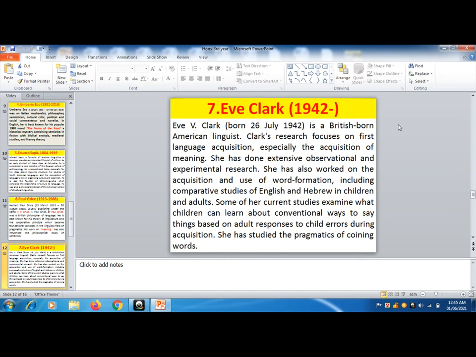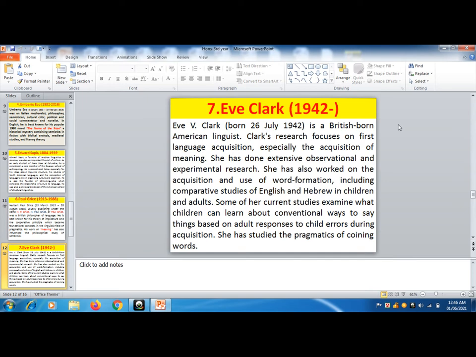Eve Clark, born July 26, 1942. This linguist is living now. She is a British-born American linguist. Clark's research focuses on first language acquisition, especially the acquisition of meaning. She has done extensive observational and experimental research.